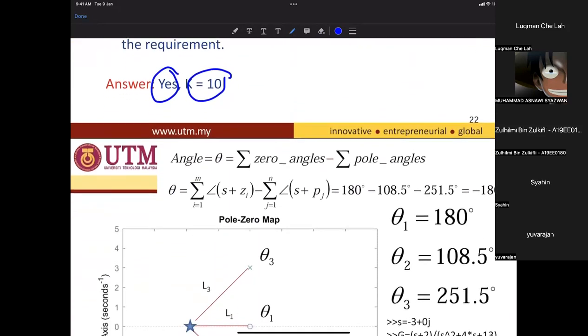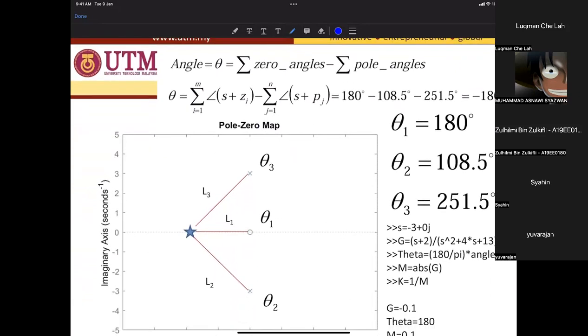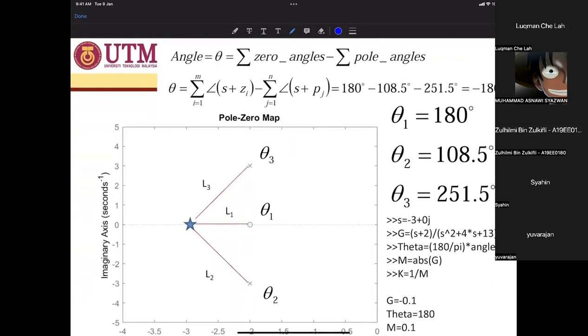So how do we calculate that? It's very simple. First, you draw the S-plane, with j omega and the real axis. Then this is the test point, -3 plus j0. In fact, it is -3, a real value. Then you calculate theta 1, theta 2, and theta 3. So theta 1 is here, 180 degrees. This zero corresponds to the test point.